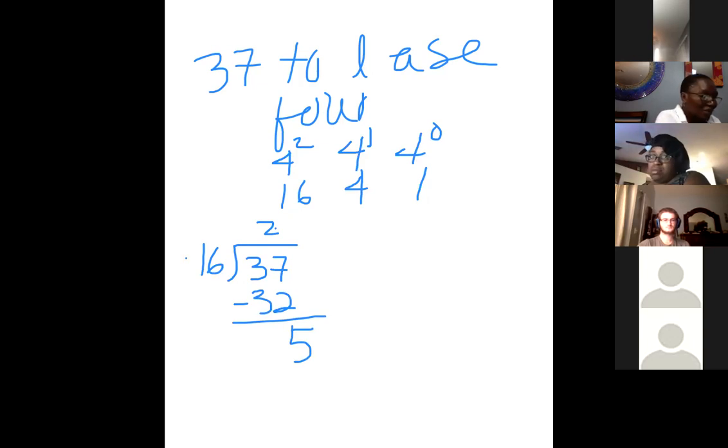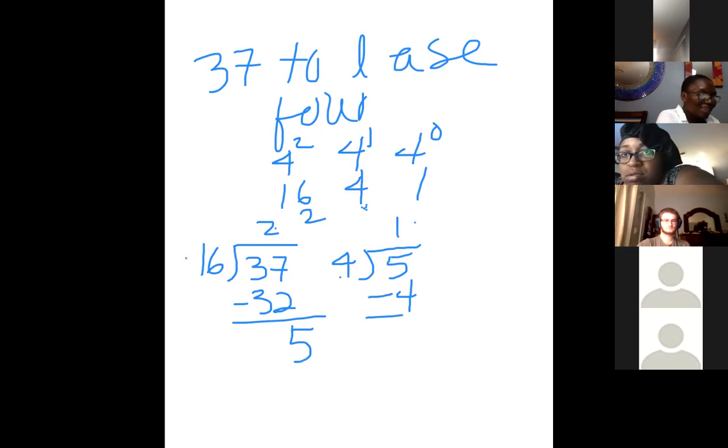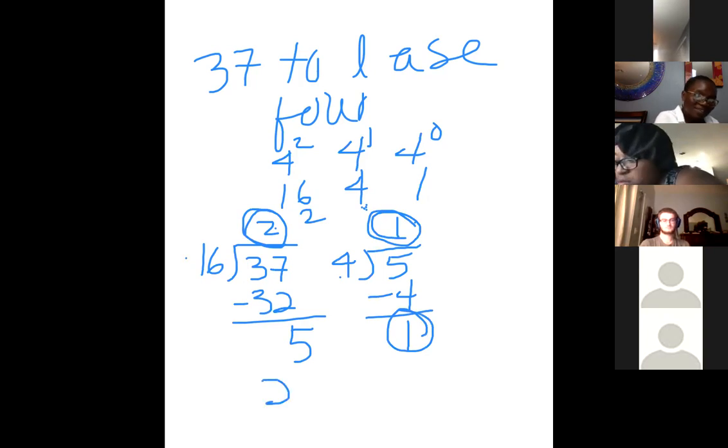And then we're going to go down to the next digit, 4, and we're going to divide 4 into 5. 4 goes into 5, how many times? Once. 1 times 4 is 4. We subtract, we get 1. So here's the answer. 2, 1, 1 in base 4.